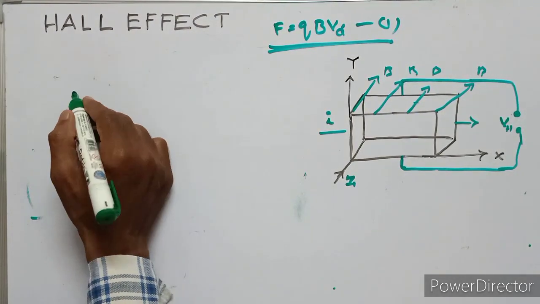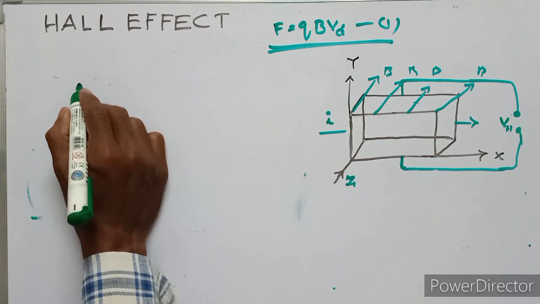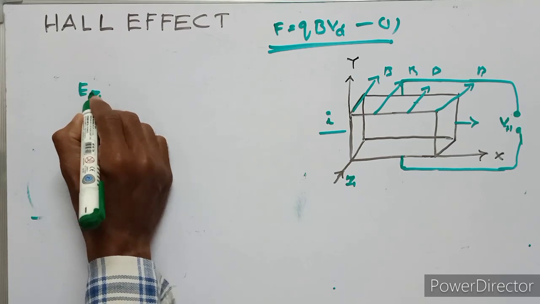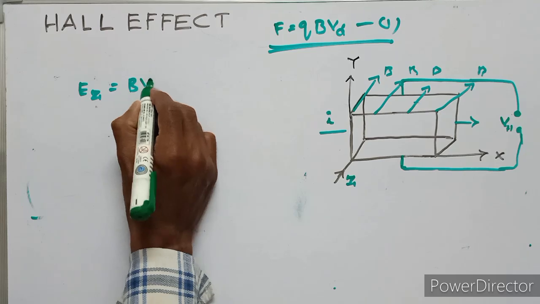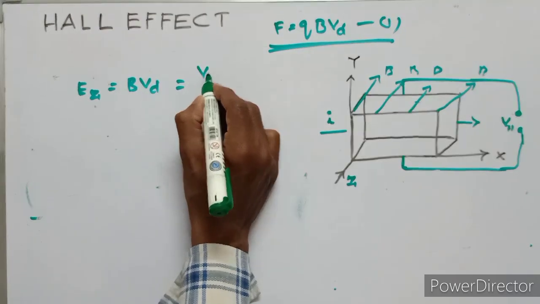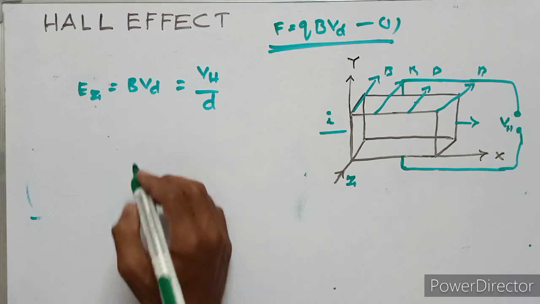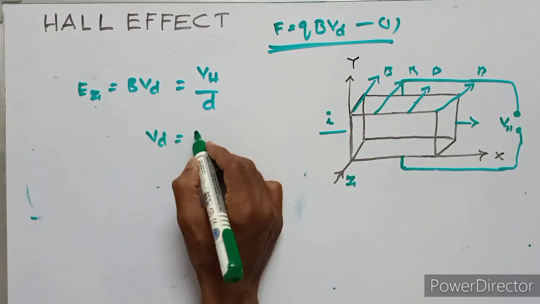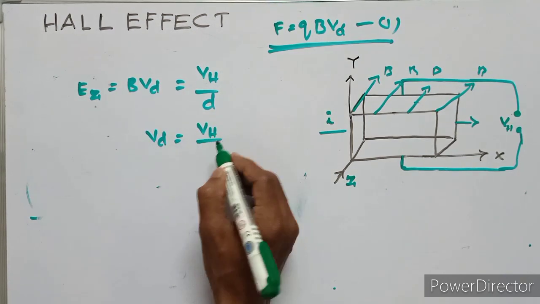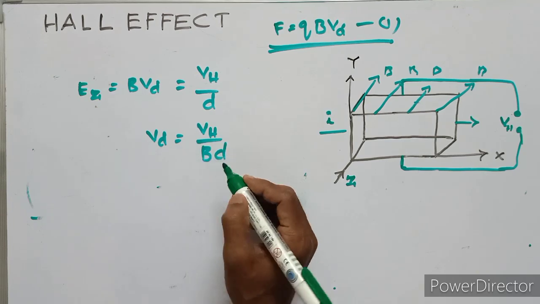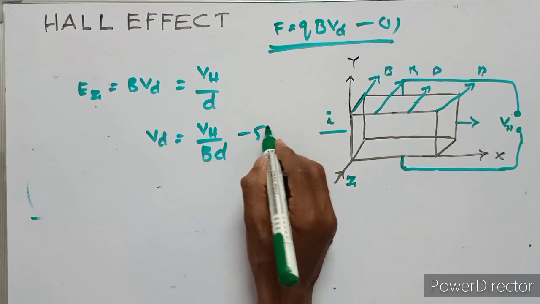Then the third equation from the fourth equation: B V_d is equal to V_H upon d. Then V_d is equal to V_H upon B d. This is our fifth equation.